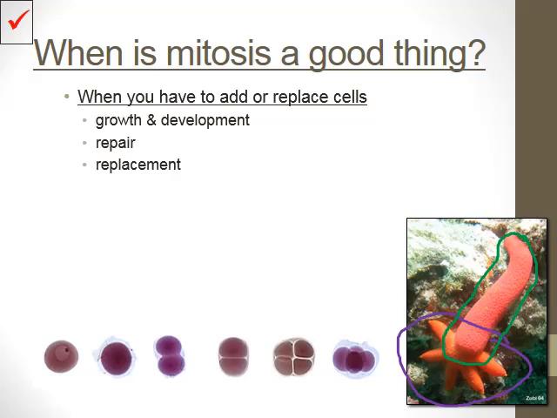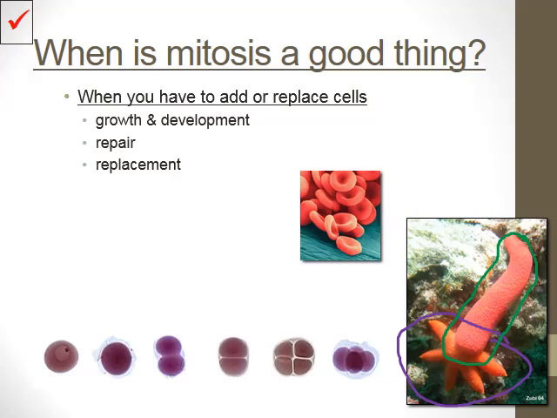So replacement as well. As we said before, we are constantly going through mitosis. For example, there's an expiration date on every one of our cells. So our blood cells get replaced just about every 7 days or so. If we didn't do that, well, we'd have no way to carry oxygen to the rest of our body, and that could result in some pretty negative consequences.